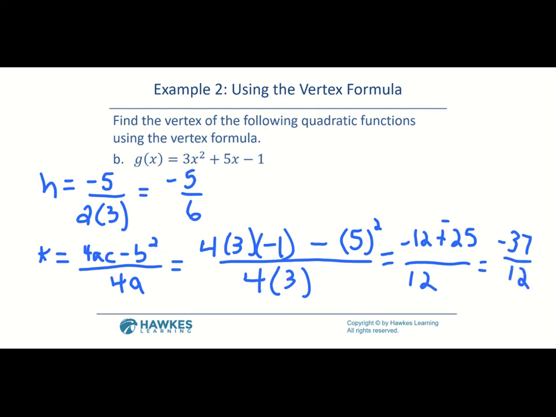So that was definitely one where using that explicit formula helps out quite a bit, because my vertex here is negative 5/6 and negative 37/12. So to have those two fractions there and relatively easy calculations was nice, instead of trying to plug in the 5/6 to get that 37/12.